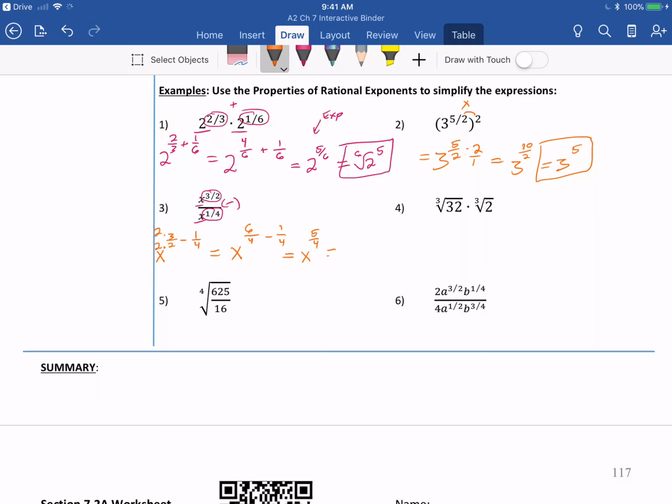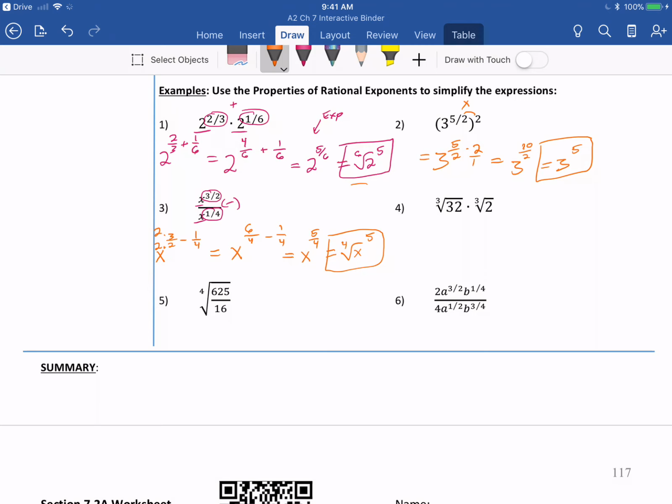To make this into that radical, just like I did up here, I have to move that guy, the 4th root of x to the 5th power here for my answer. All right, good. So you take those exponents and subtract them. All right, so perfect here.